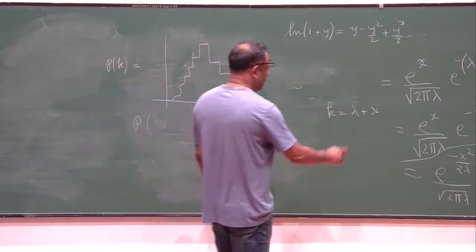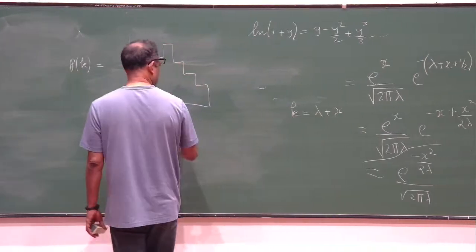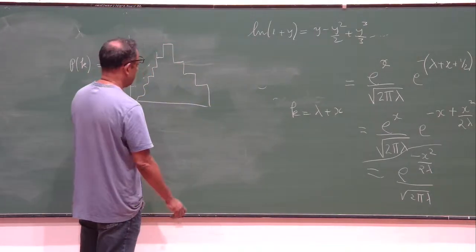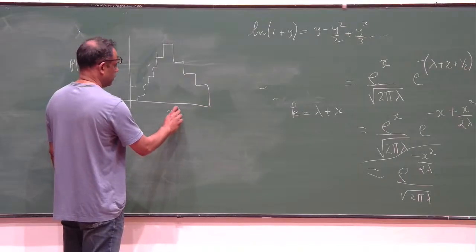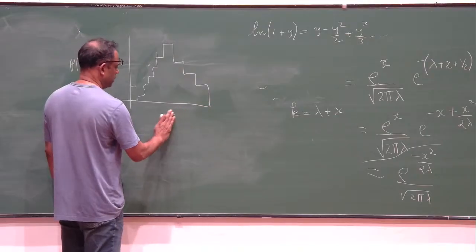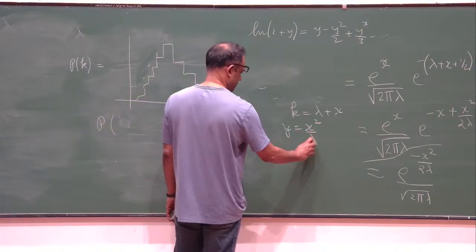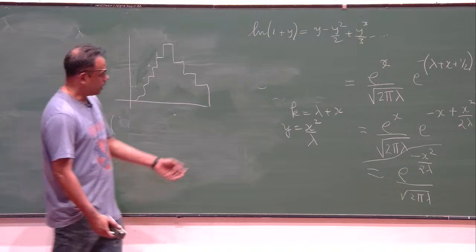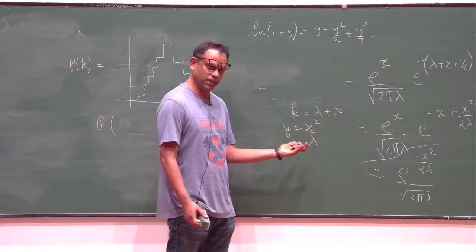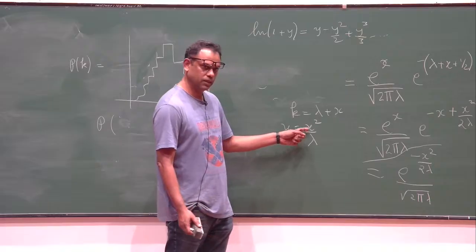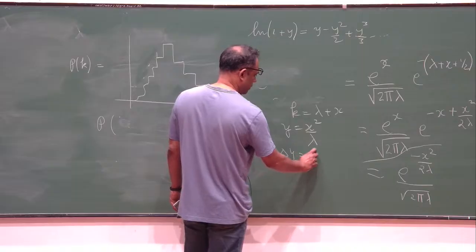But now in the limit, we are defining a variable y. Ideally we should define x square by lambda, so y equals x square by lambda. Now this variable, as you increase lambda, becomes more and more finely spaced. X is still discrete, but x square by lambda, what is delta y? Delta y is 1 by lambda.